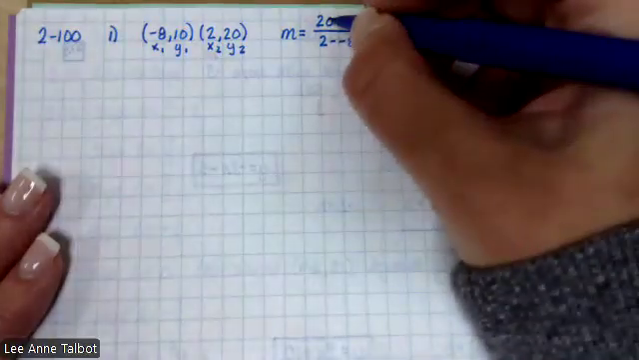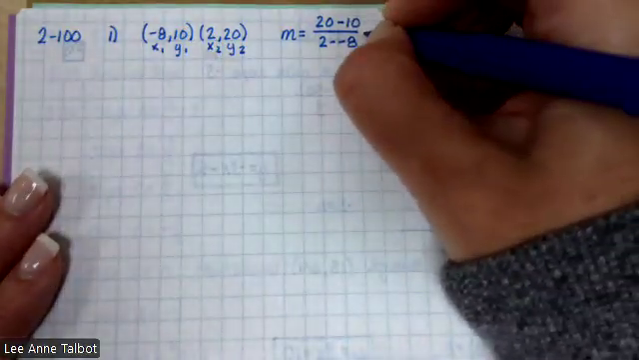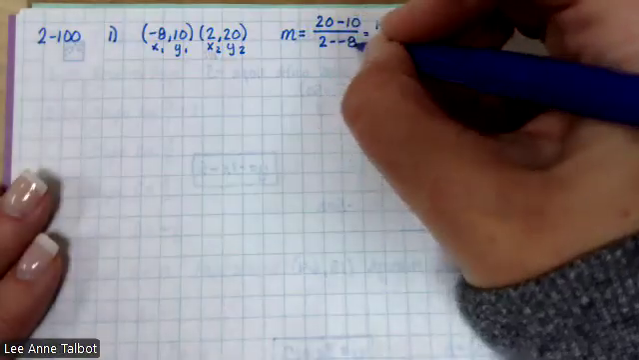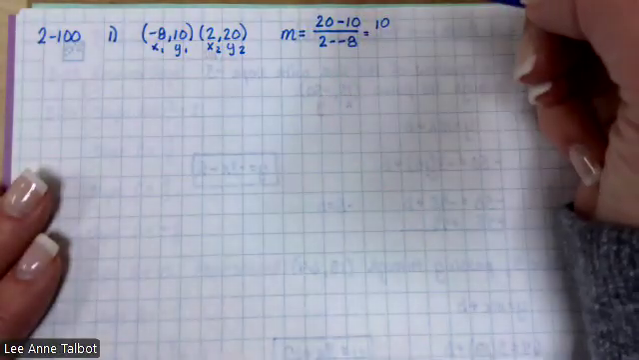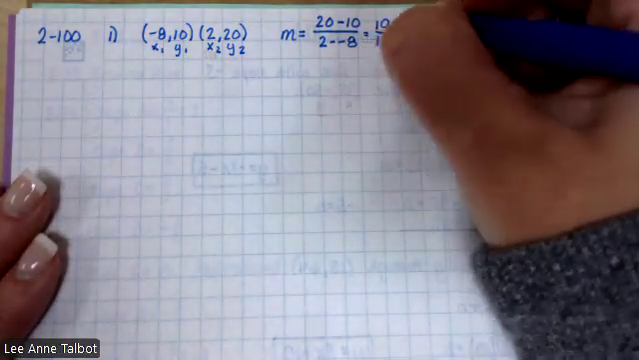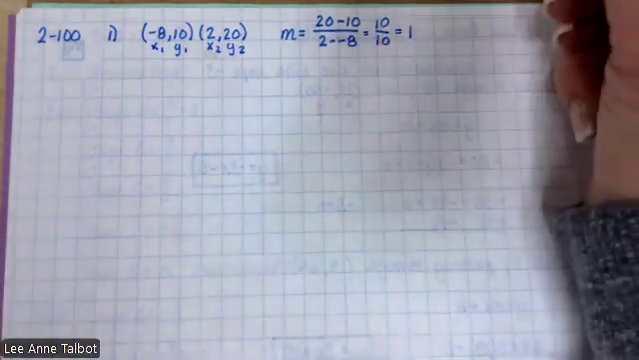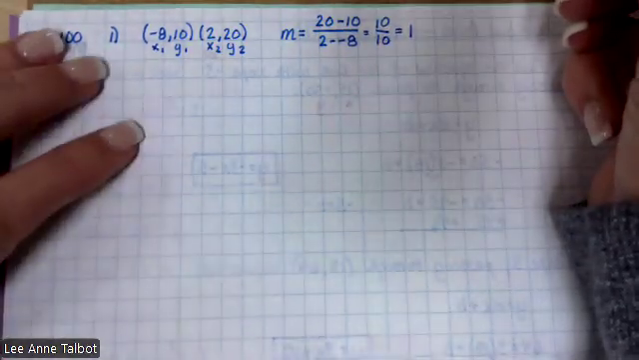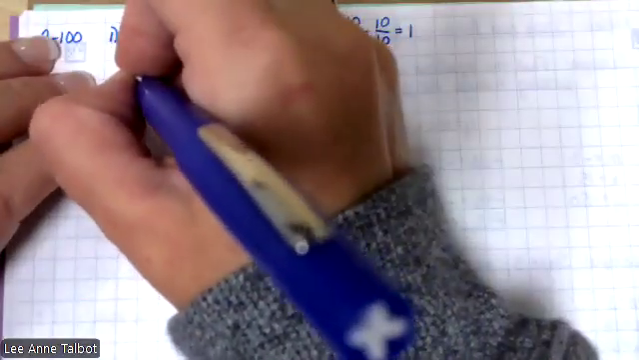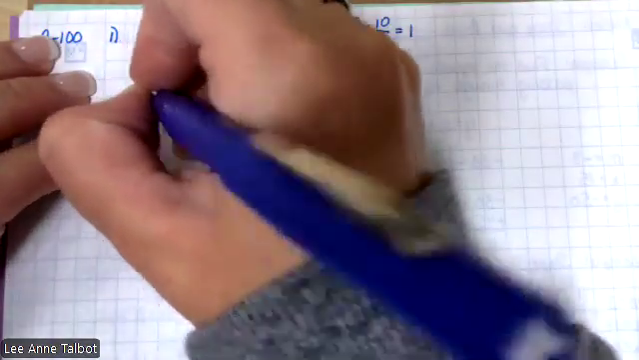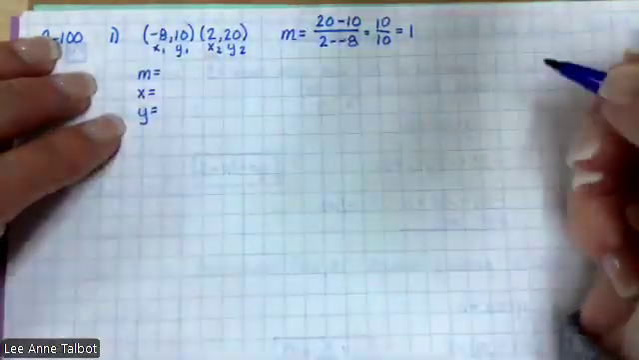Okay, what is 20 minus 10? 10. And what's 2 minus -8? 10. And what's 10 divided by 10? 1. Okay, so the slope is 1. So we're going to come down here and go m equals, x equals, y equals.